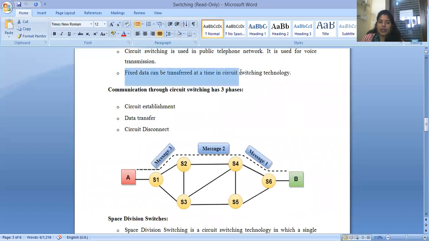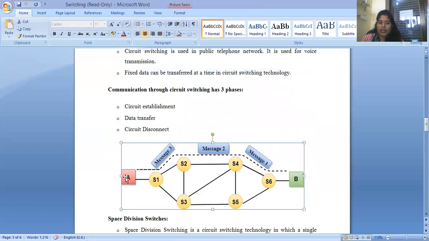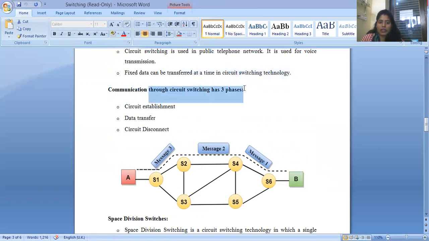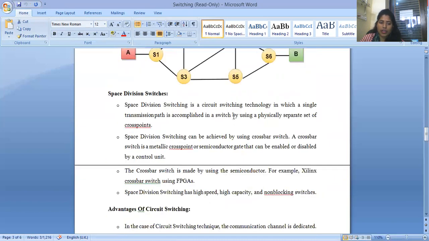Here fixed data can be transferred at a time in circuit switching. You can see here A and B: A is the sender, B is the receiver. Multiple channels are generated here to send the data packets from one to another. Communication through circuit switching has three phases: first, establishment of the circuit, then data transfer, and the circuit is disconnected after successful delivery.